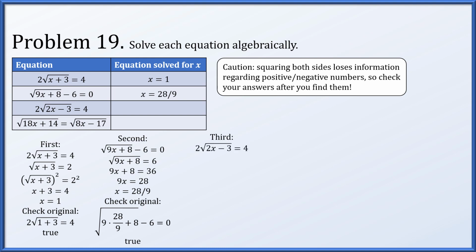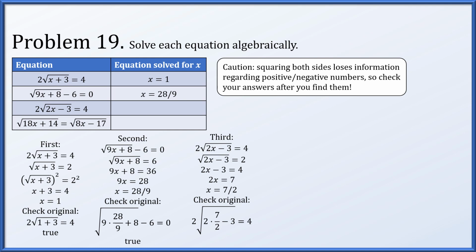Third, we have 2 times the square root of 2x minus 3 equals 4. We're going to divide both sides by 2. We're going to square both sides. We're going to add 3 to both sides. We're going to divide by 2. So we've solved and we've gotten x is equal to 7 over 2, but we want to check if that fits the original equation because we did at some point square both sides. So we have 2 times the square root of 2x minus 3.